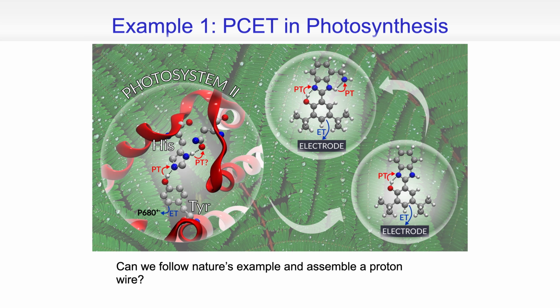And the first example has been inspired by PCET and photosynthesis. So plants convert energy from sunlight into chemical energy, into chemical bonds. They're storing the energy in chemical bonds, and that involves PCET. So what you see over here is the ET for electron transfer, the PT for proton transfer. There are a lot of things going on.